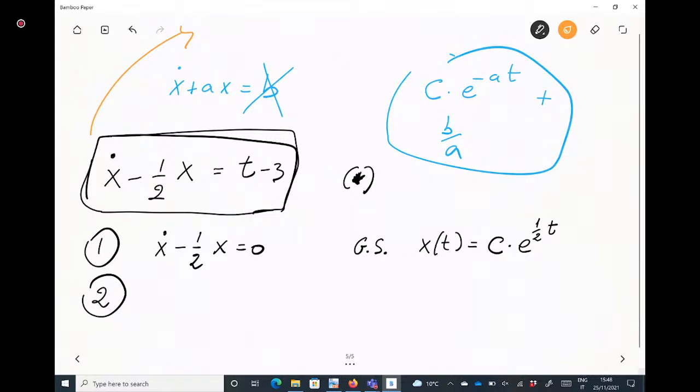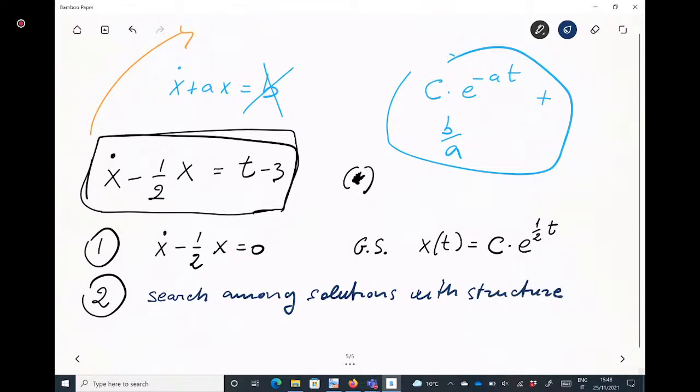The point 2 is just a theoretical step in which we have to find a particular solution to our system. A very powerful heuristic method is this one: search among solutions with structure linear, exactly as the quantity that appears at the right-hand side. Okay? So we mimic the quantity that appears at the right-hand side. This is t minus 3.